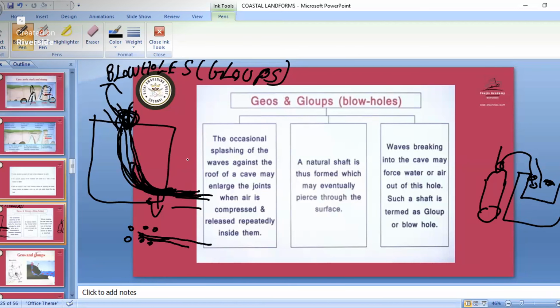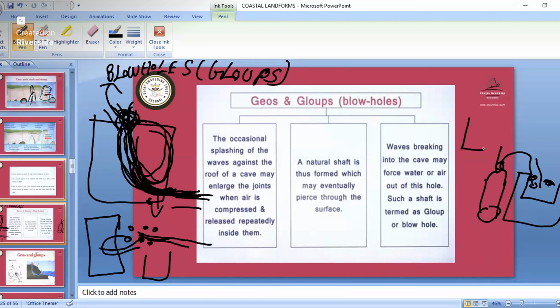In the geos, what happens? Now water is flowing through this area. So after some years, this part will get eroded. Then that particular landform, what will happen? This is a landform. So this part will get eroded, where the gloops, the blow holes, we have. So when this part gets eroded, what happens here? It will take the shape like a bay, you can say. This part will get broken.